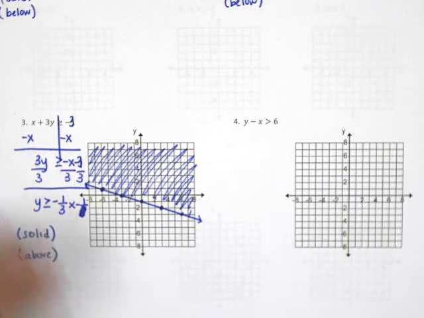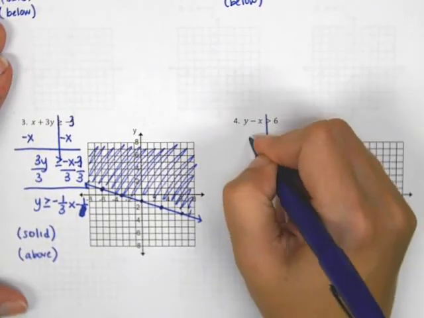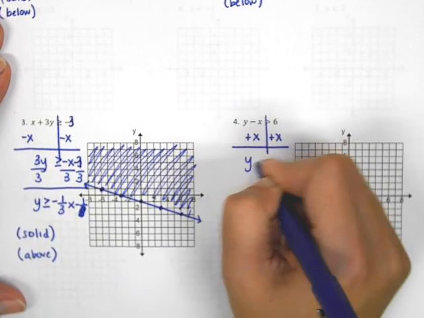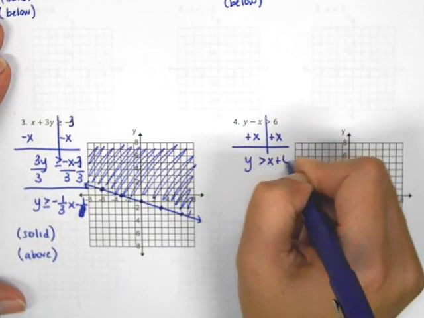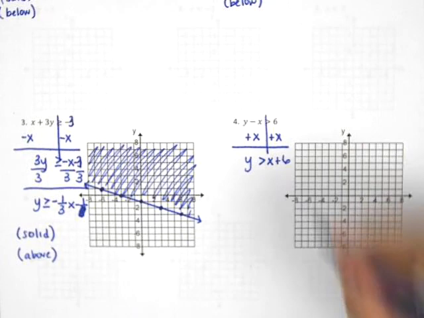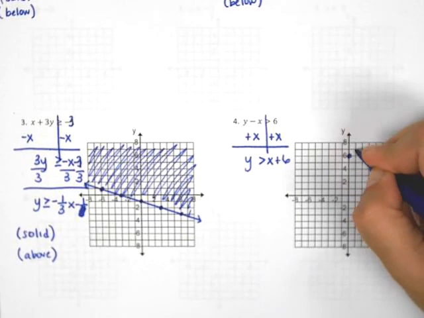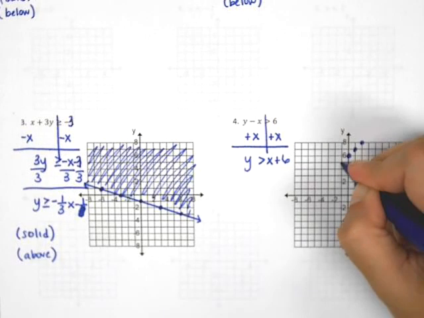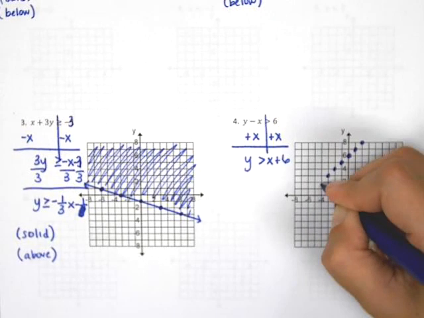All right, number 4, again, we have to get y by itself. So I'm going to add x on both sides, which means y is greater than x plus 6. We're going to begin on the 6, and from there go up 1, over 1, up 1, over 1, or down 1, left 1, down 1, left 1, down 1, left 1.